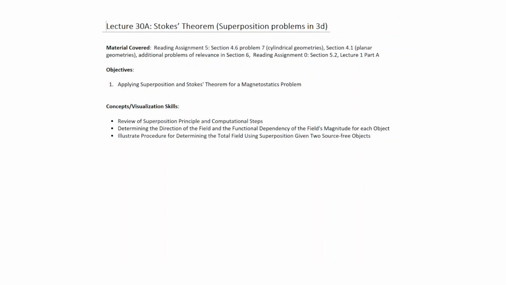The objectives are to apply superposition and Stokes' theorem for a given magnetostatics problem. The concepts and visualization skills contained within this lecture include a review of the superposition principle and computational steps, determining the direction of the field and the functional dependency of the field's magnitude for each object, and also illustrating the procedure for determining the total field using superposition given two source-free objects.